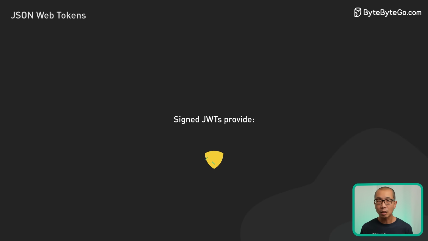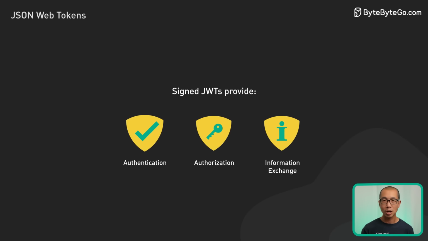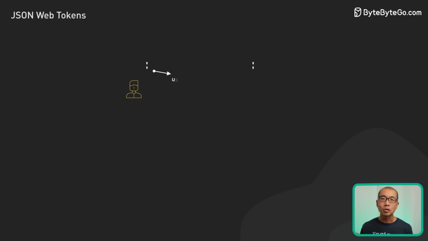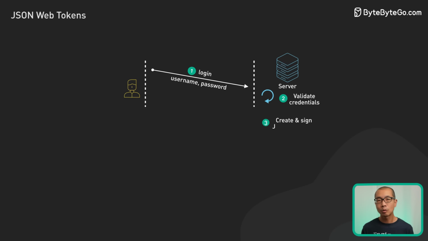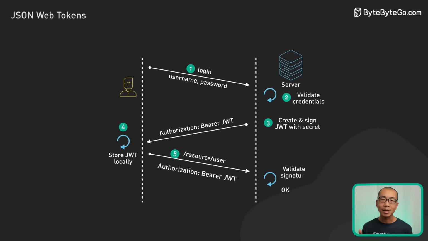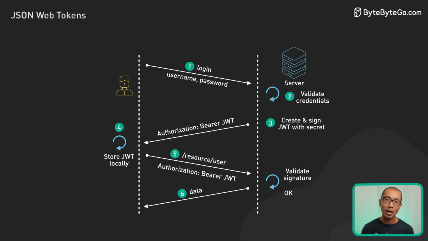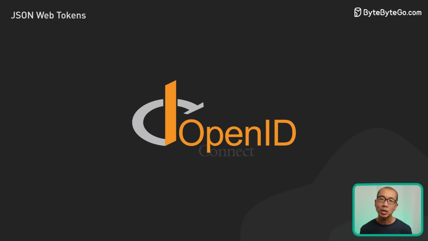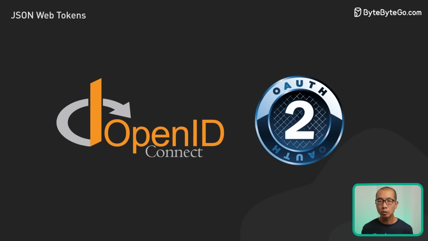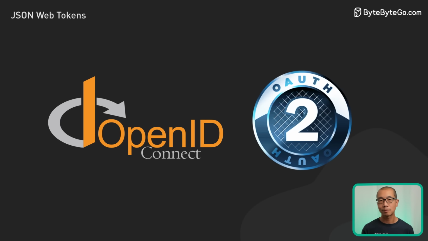Signed JWTs provide authentication, authorization, and secure information exchange. Upon login, the server creates a signed JWT with the user details and sends it back. The client uses this to access protected resources by sending the token in the HTTP header. JWTs are commonly used in standards like OAuth 2 and OpenID Connect for authentication and authorization.